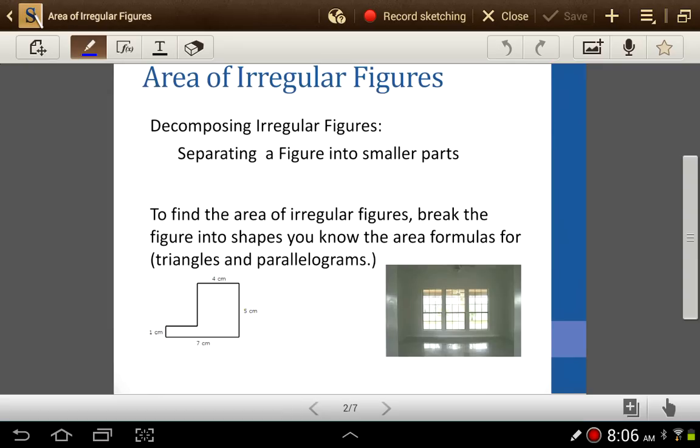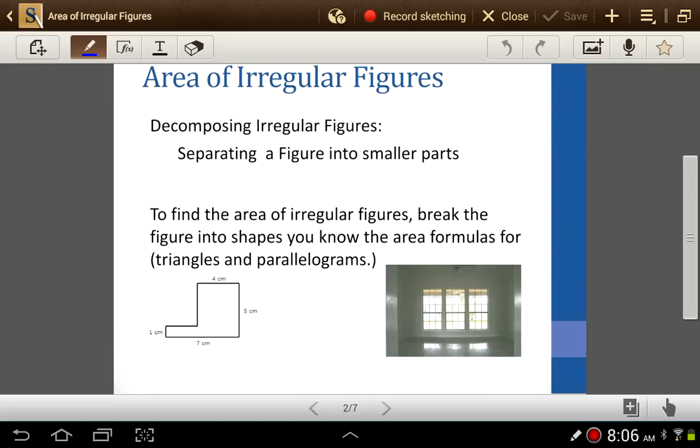Okay, the picture on the right there at the windows is an example of an irregular figure you might have if you were painting that room. You'd have to figure out the area to know how much paint to buy. Well, you're not going to paint the windows, so you would find the area of the room, and then you'd have to know, oh, there's 3 rectangles in the middle. I need to subtract those from my wall. So there's a real-life example of finding the area of an irregular figure, just so you know how much paint to buy or whatever.